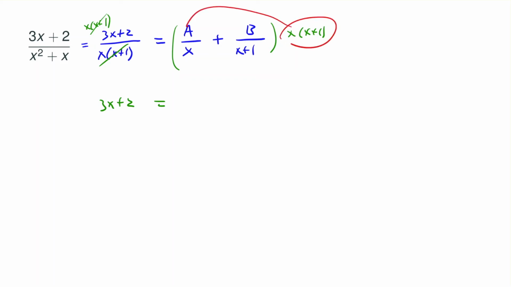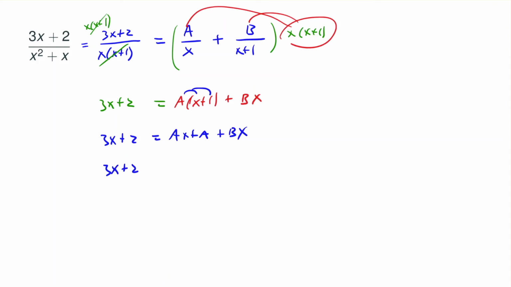Well, I have to distribute here. When I distribute the first one, a over x and x cancels out, so I have a times x plus 1. For the second one, x plus 1 cancels out, so I have b times x. So we have 3x plus 2 equals, let's distribute a here, ax plus a plus bx. We don't change anything on the left side because it's comparing. Let's rewrite this together. Ax plus bx plus a.